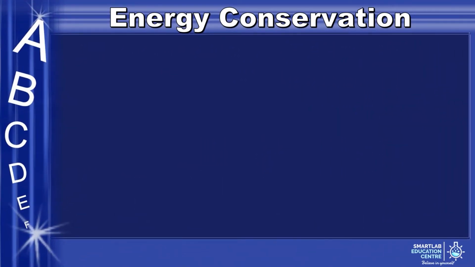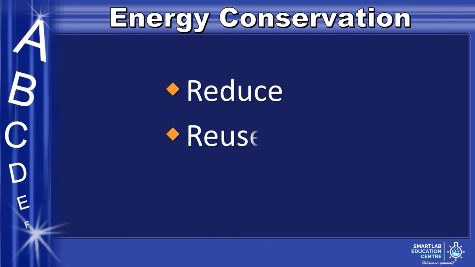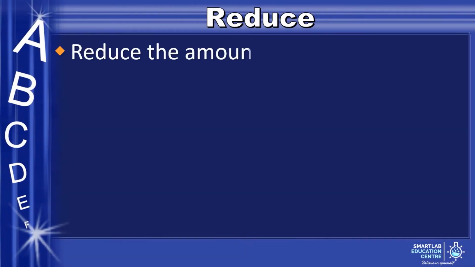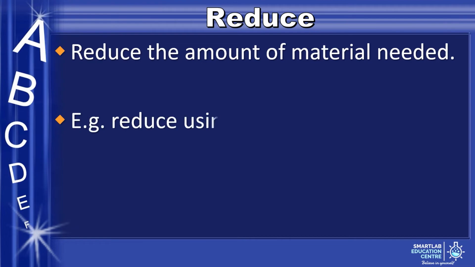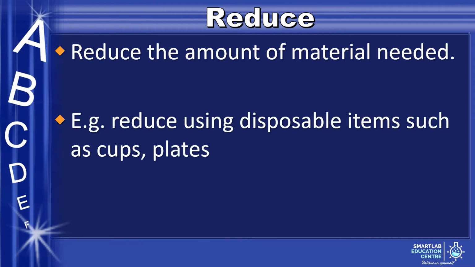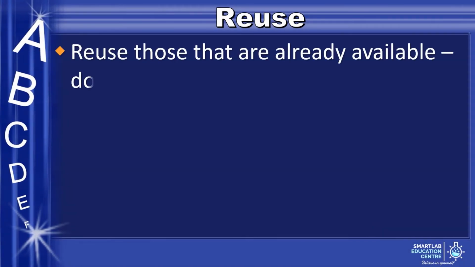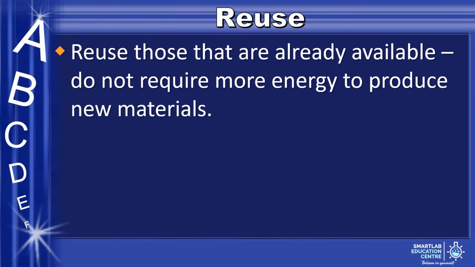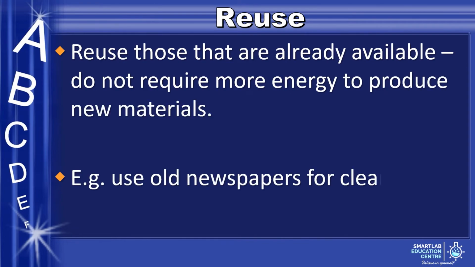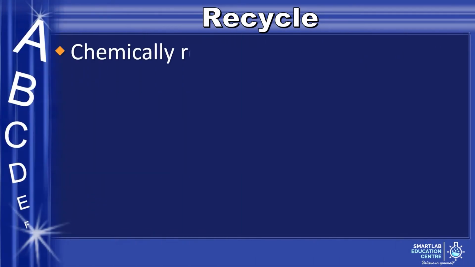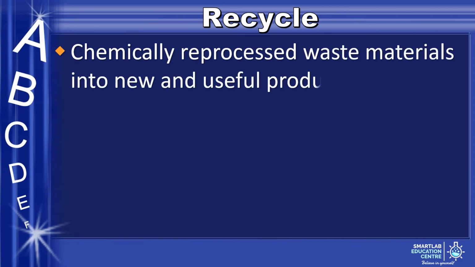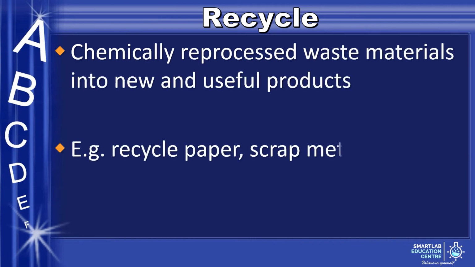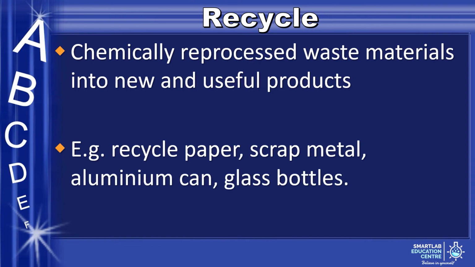The last topic for today is about energy conservation: reduce, reuse, and recycle. First, reduce the amount of material needed. For example, reduce using disposable cups and plates. Second, reuse those that are already available, so that we don't need more energy to produce new materials. For example, use old newspapers to clean windows. Third, recycle by chemically reprocessing waste materials into new and useful products. For example, paper, scrap metal, aluminum cans, glass bottles.